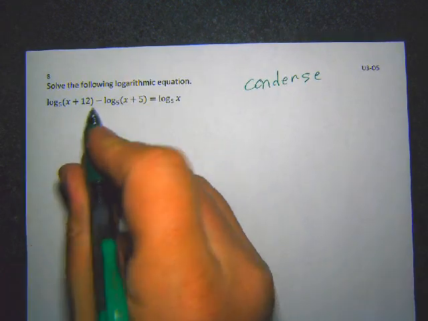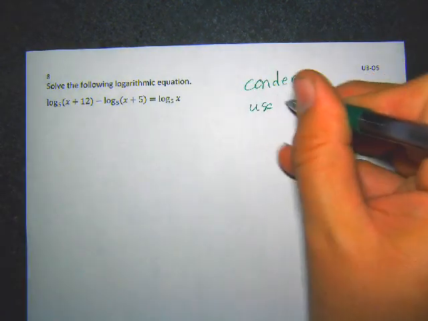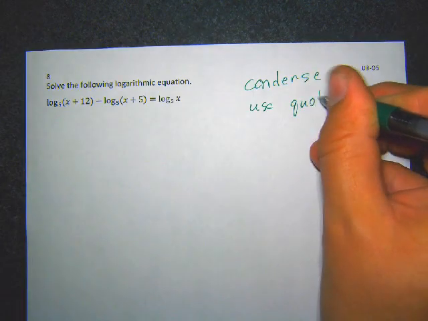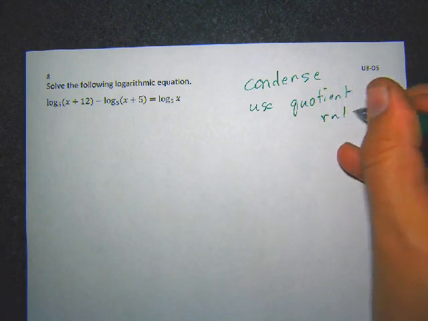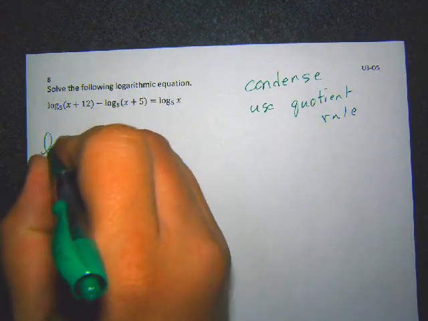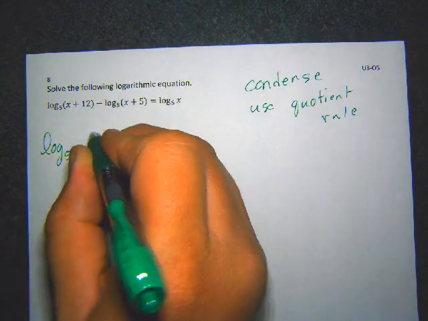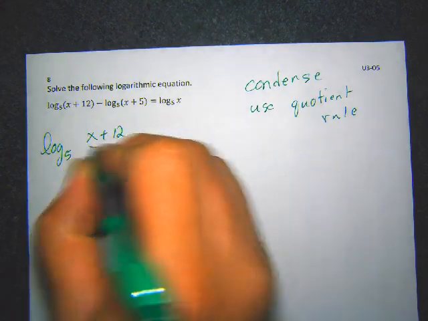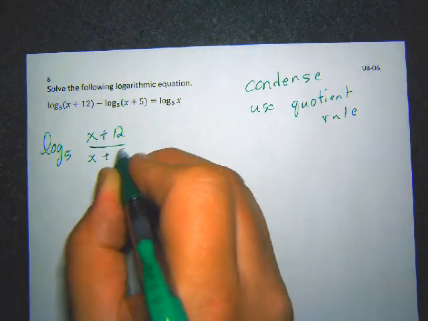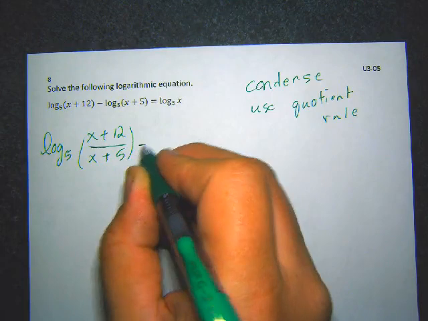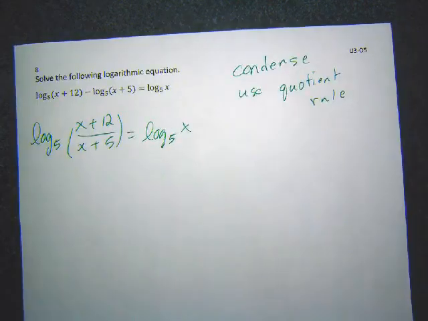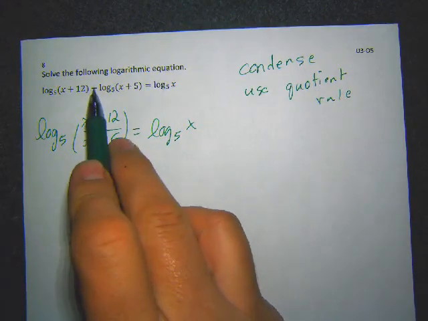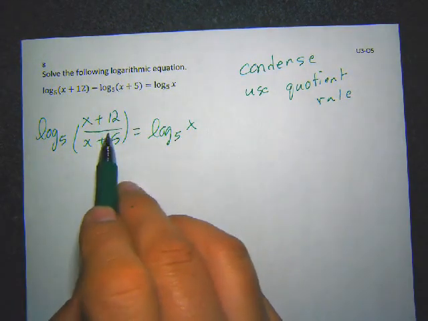This one, because it has a minus here, we're going to use the quotient rule. The quotient rule tells you that you can take the minus between two logs and turn it into a division. So this becomes log base 5 of (x plus 12) on top over (x plus 5) on bottom, equals log base 5 of x. So again, the minus turns back into a division.